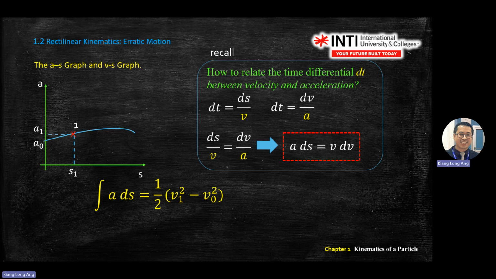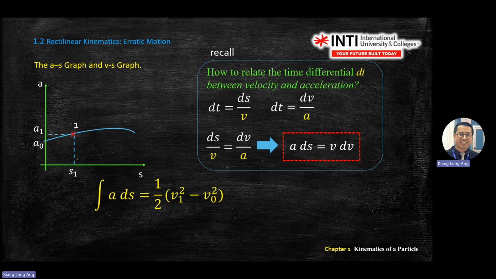Do you need me to derive the equation for you? Do you need me to help you, or can you do it? Okay, so I'll write something on the whiteboard. We have A ds equals V dv. Before that, I recall y equals, let's say, A x to the power n dx.